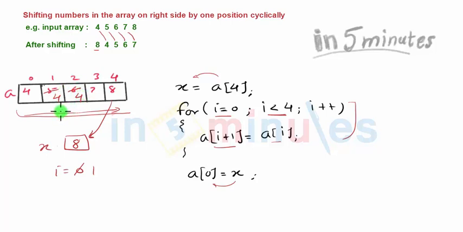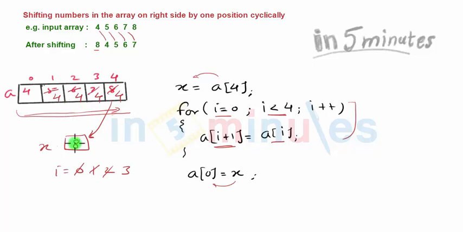Oh, what is happening over here? Is it shifting or something different? Let's go forward. i becomes 2, it copies A2 into A3. So again A2, which is 4, is copied to A3. Again i becomes 3, the condition is true, it copies A3 into A4, so it becomes 4. What is happening over here? The entire array is with the value 4 only, and all these 5, 6, 7, 8 are lost.